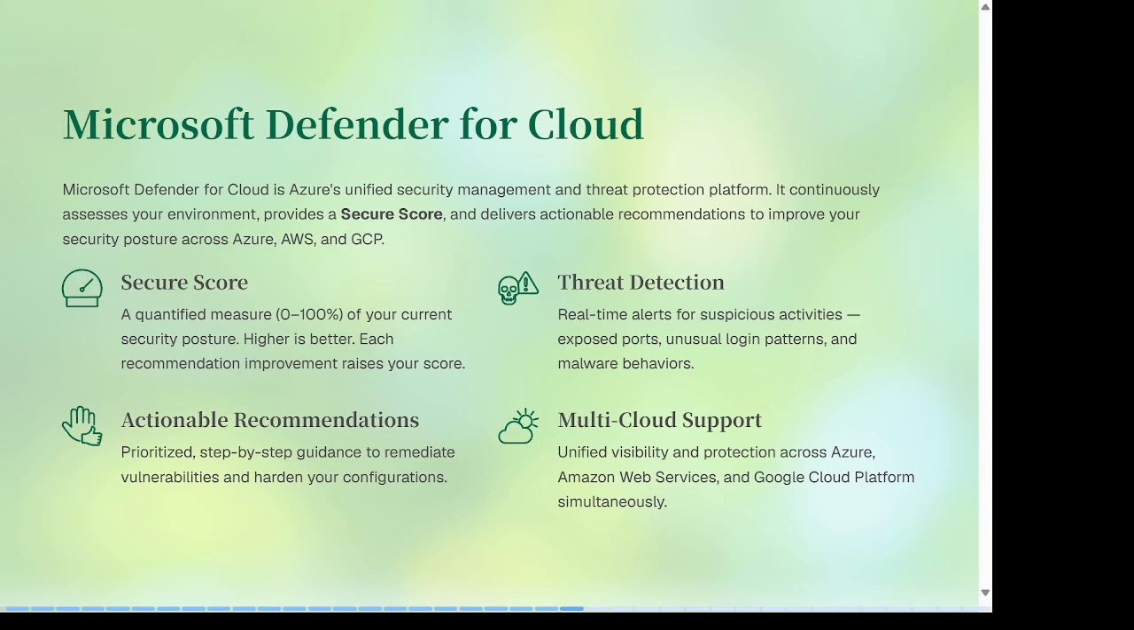Secure score. Let's start with one of the most important concepts, that is secure score. Secure score is a numerical representation of your security posture. It ranges from 0 to 100%. Higher score means stronger security posture, lower score means higher risk exposure. Every security recommendation you implement increases your score. So it works like a security improvement tracker.